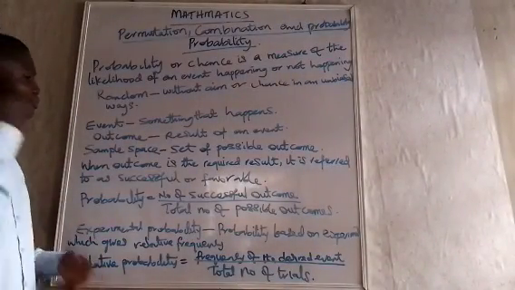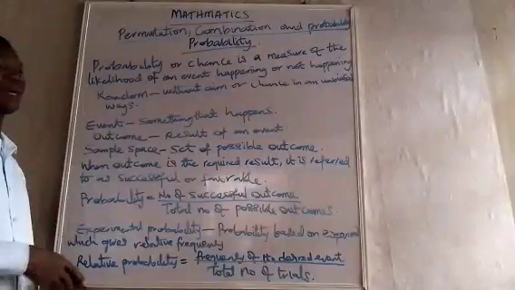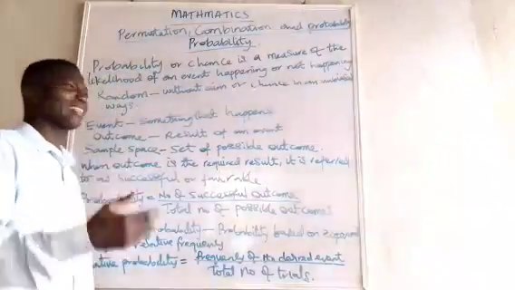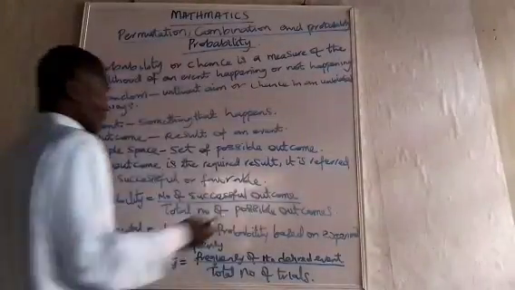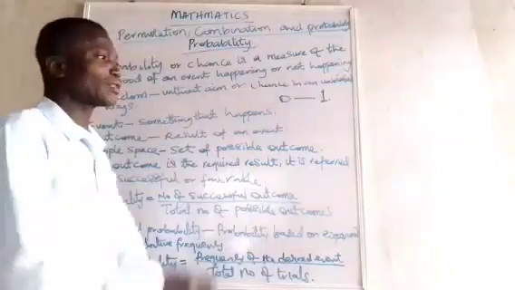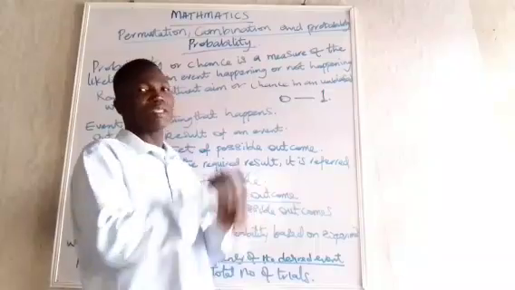Probability is a kind of expectation, and sometimes it might be nil. Sometimes it will never happen. Sometimes it will surely happen. Sometimes it might be dependent on one event happening for this one to happen. And that is why probability is always between 0 and 1. When it is 0, it means it will not happen or it cannot happen. When it is 1, it means it will surely happen.